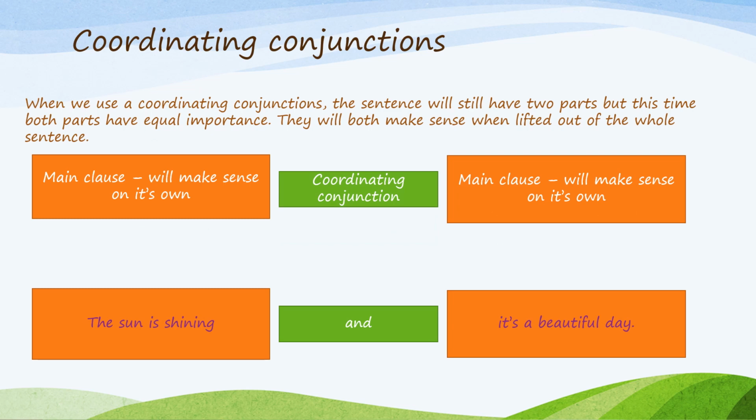So your coordinating conjunctions also have two parts to a sentence, but both clauses should make sense by themselves. So you've got "the sun is shining" and "it's a beautiful day." Both of those could just be sentences with capital letters and full stops all by themselves, but instead we're going to put in a coordinating conjunction. I'm going to use "and." The sun is shining and it's a beautiful day.